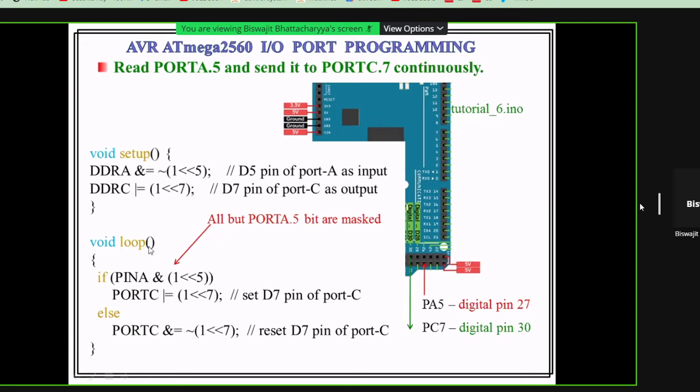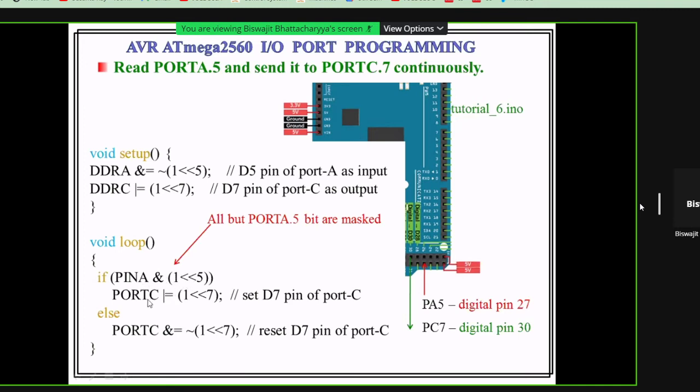Now we write if pin A and 1 less than 5. If it is true, it will go to the next line. And if it is false, it will go to the line after else. So if it is true, it means our D5 bit is 1.